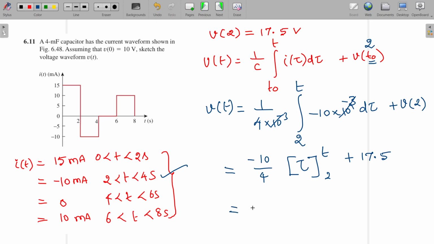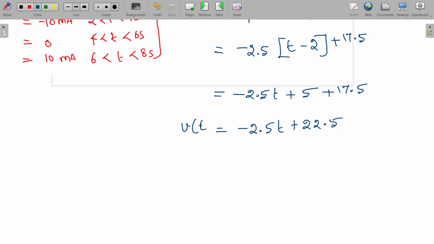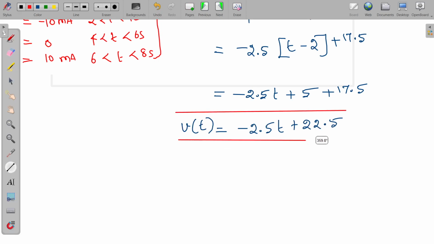Okay, so this is equal to minus 2.5 tau. You have to substitute the upper limit as t and the lower limit as 2, plus 17.5. So this is equal to minus 2.5t minus of minus 5, plus 17.5. So this is equal to minus 2.5t plus 22.5. So this is V of t. This is your third equation.